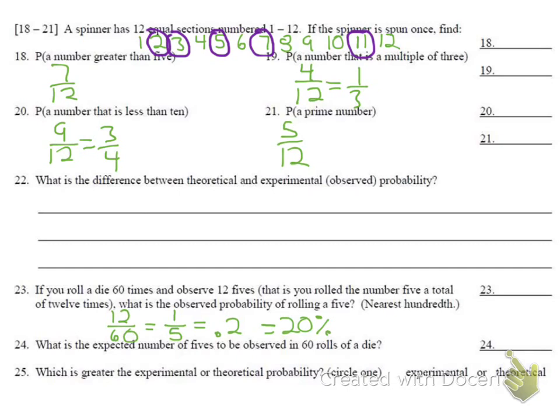Now, the expected number of 5s to be observed, that's going to be your theoretical probability. And your theoretical probability is 1/6. We have a 6-sided die, and one of those is a 5. This comes out to be about 0.167, or 16.7%. So which is greater? Your experiment is greater that you observed, because that's 20%. So that will be the experimental.